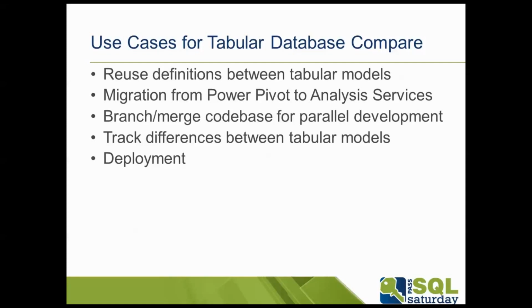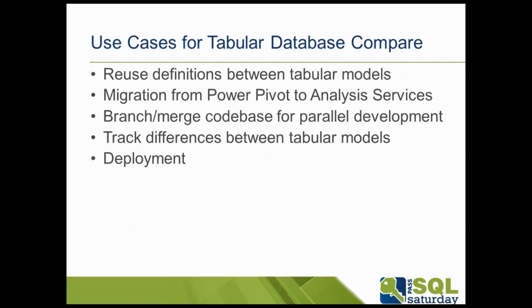Another variation of this use case is we can only have one developer on a project at a time because there's one BIM file for the whole project in Visual Studio. BISM Normalizer allows multiple developers to work in parallel and merge the changes when they're done. We can also use it to track differences between tabular models. What really is the state of the tabular models on the development, test, user acceptance test, and production servers? Has someone sneaked in some functionality that we're not aware of, or just as a sanity check?